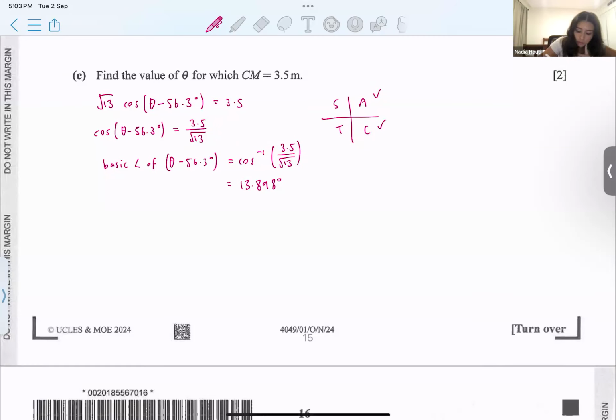Also take note that because theta is acute, which we can see from the diagram, theta is between 0 to 90 degrees, which means theta minus 56.3 degrees will be between negative 56.3 degrees and 90 minus 56.3 degrees, which is 33.7.